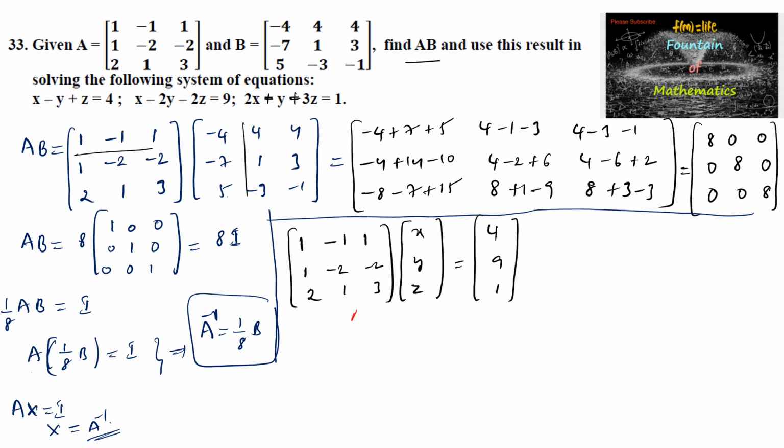So it is in the form of Ax is equal to, we can say, C, because 1 minus 1 1, 1 minus 2 minus 2, 2 1 3 are the same A. So we can say Ax is equal to some matrix C. So x is equal to A inverse into C by the matrix inversion method. And we got the A inverse value is 1 upon 8 times of B. So x is equal to 1 upon 8 times of B into C. So let us write this.